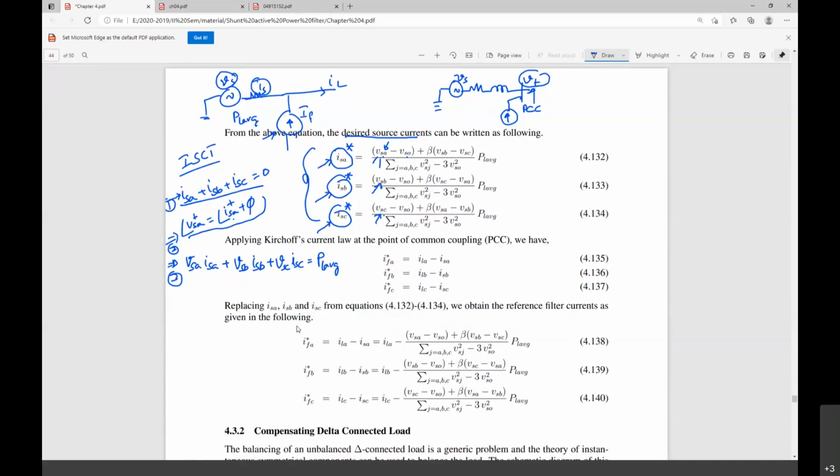And then here we are measuring these particular quantities, the VT, and then the PL average. We have to find what the load average power, the PL average, will be. The PL average we can find out as 1 by T, integral from 0 to T, of V into I dt. This way we can find out the load average power.